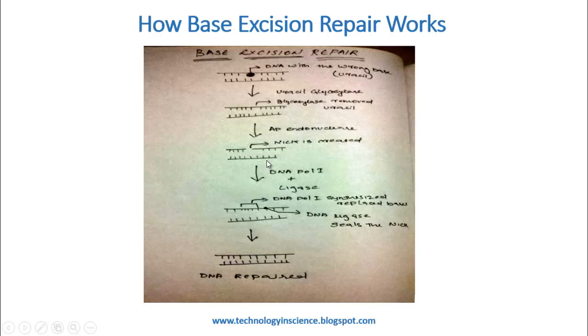So once the nick is created, DNA polymerase will come here. Actually, DNA polymerase has two activities. One is the exonuclease activity, and the other is the polymerase activity. Due to the exonuclease activity, it will chop off certain bases from this nick region, and at the same time, because of the polymerase activity, it fills in or incorporates what is complementary to the bottom strand, or the antisense strand, let's say. And once it is done, DNA ligase will come and seal the nick, and the DNA is repaired.